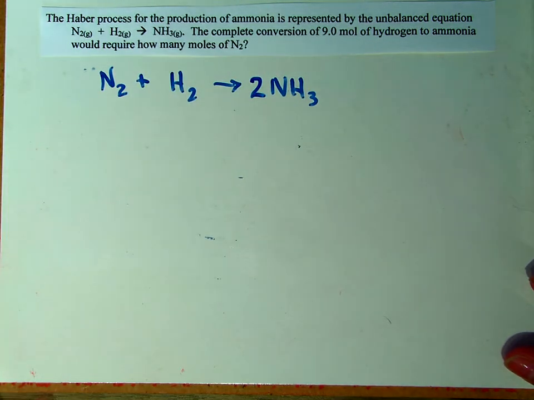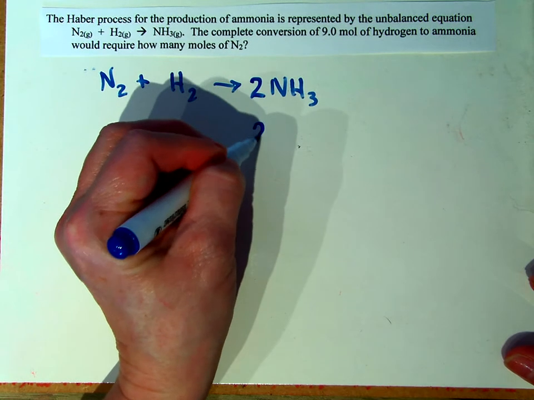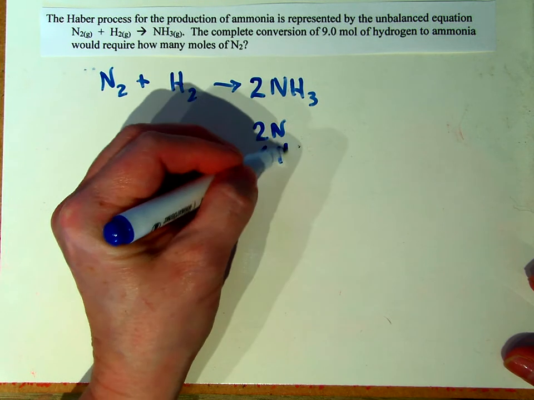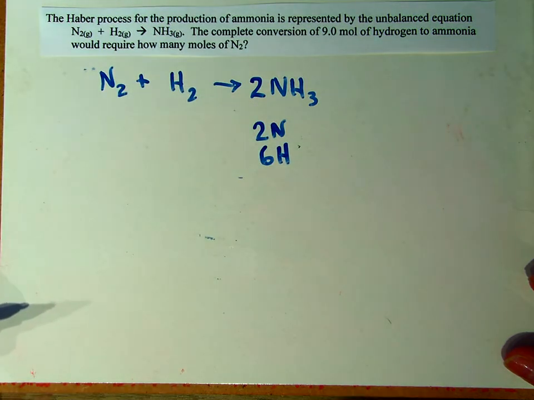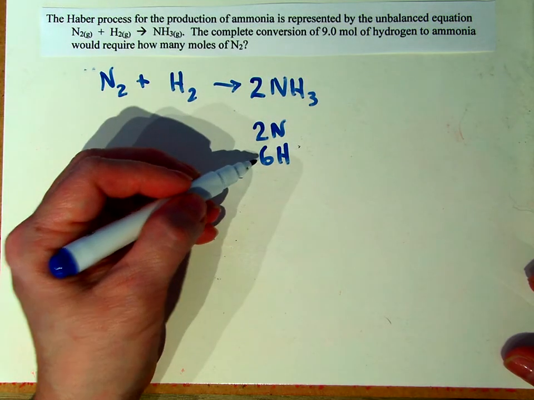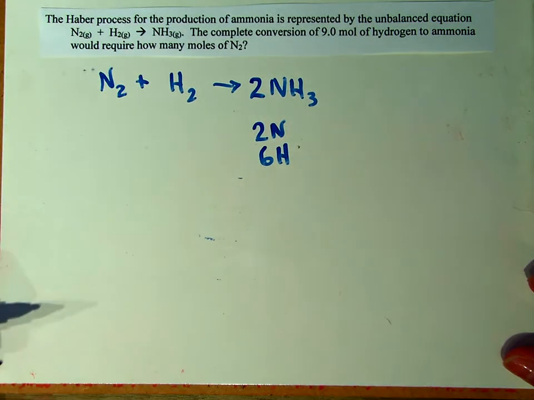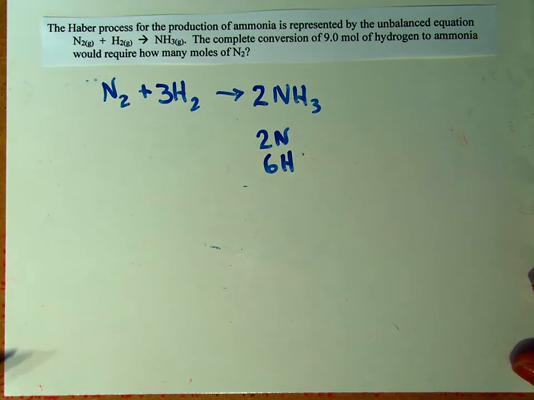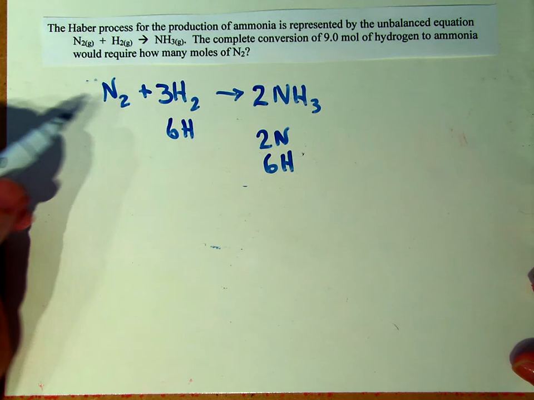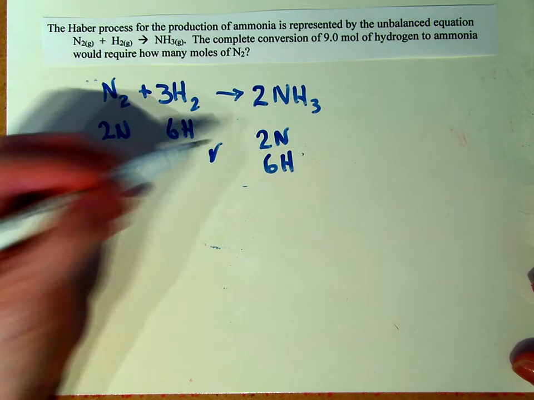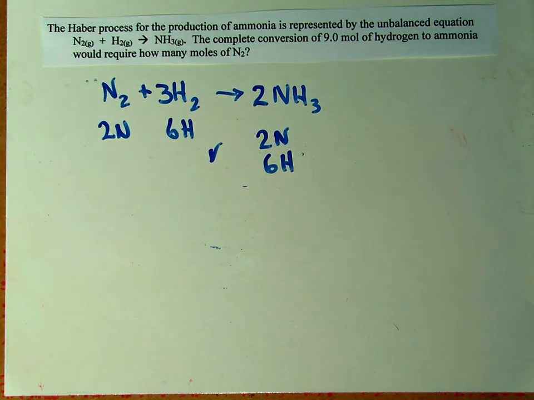So let's put a 2 in front of the ammonia, and that will give us 2 nitrogens on the right-hand side, and 2 times 3 is 6 hydrogens on the product side. So let's balance this. Since we have 6 hydrogens on the product side, we need 6 hydrogens on the reactant side. So let's put a 3 in front of the hydrogen. That gives us our 6 hydrogens, and we have 2 nitrogens on the reactant side. So we are balanced.